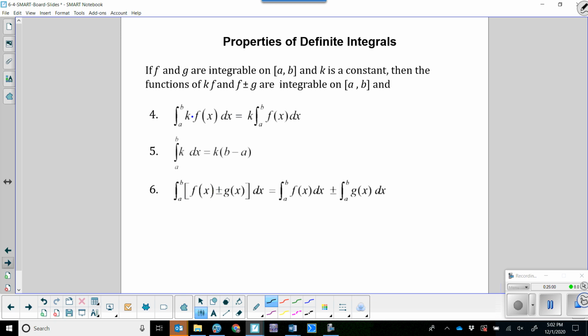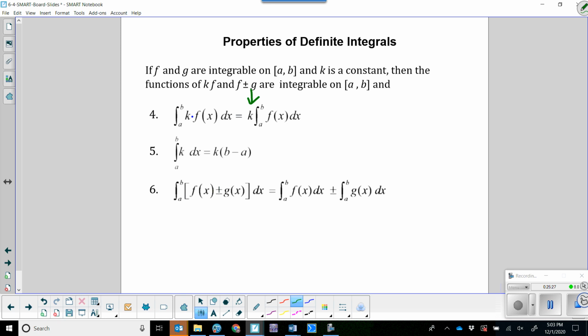Okay, some other properties that we have for different definite integrals. Number 4 says if we have a constant times a function, then we can pull the constant out in front. And I am going to do that a lot. We've talked about that before, even with derivatives. If I pull that constant out, it gets it out of my way and makes the problem easier, and you'll see that later.